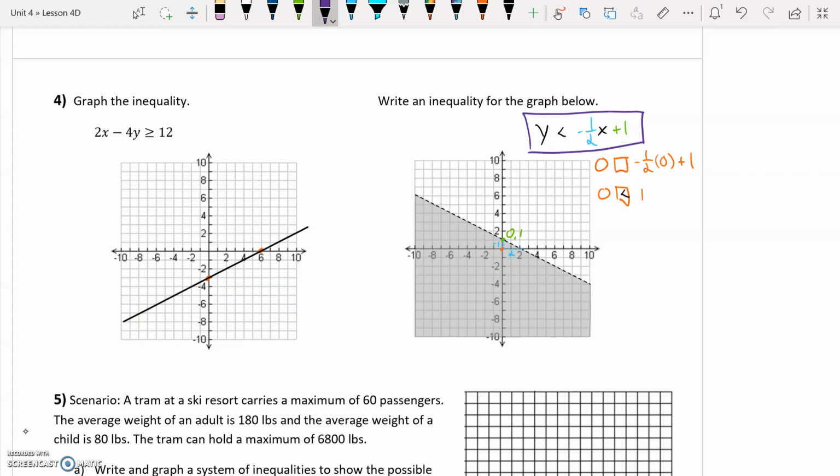And so that's what I've got right here on the inequality on the left. I just graphed 2x minus 4y equals 12 as if it was an equation using the x- and y-intercepts. So if x is 0, y is -3. If y is 0, x would be 6. So I got those two orange dots, connect them with a solid line because this inequality sign is greater than or equal to, which means points on the line make this inequality true. So graph it just like a line.